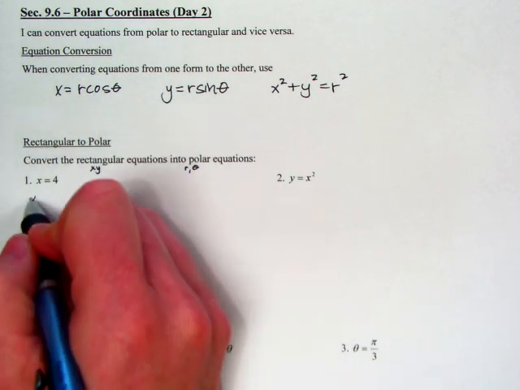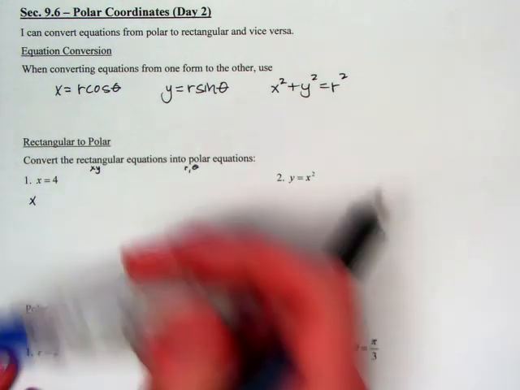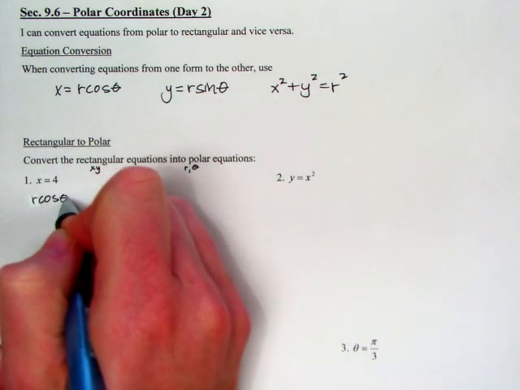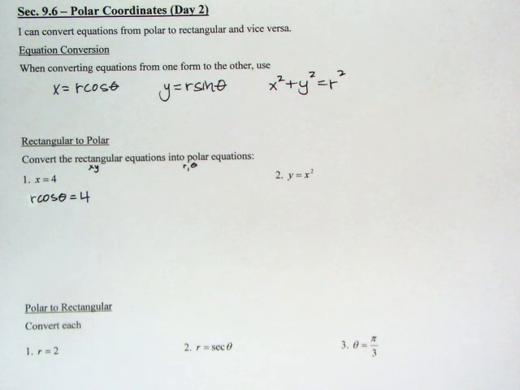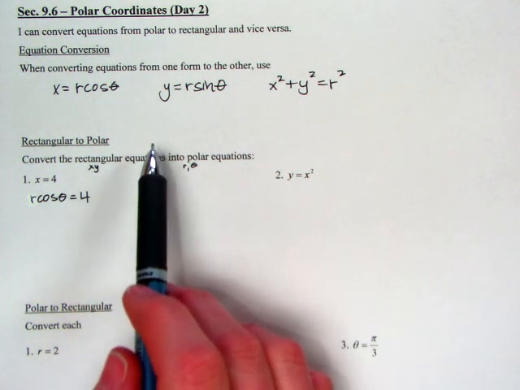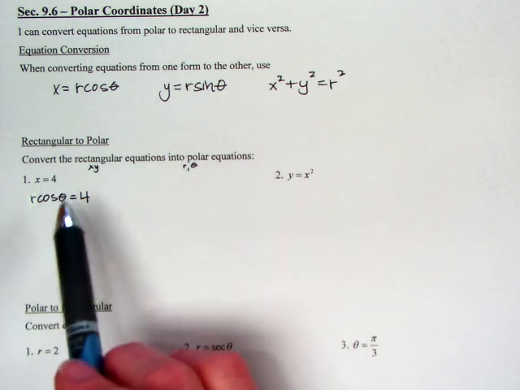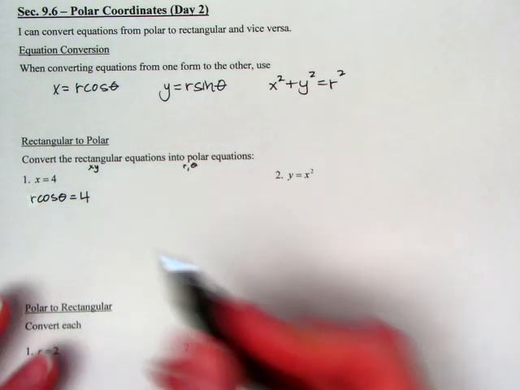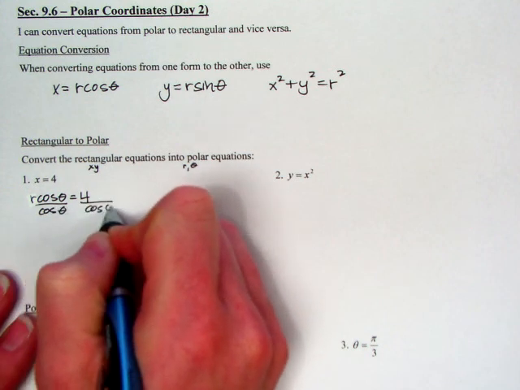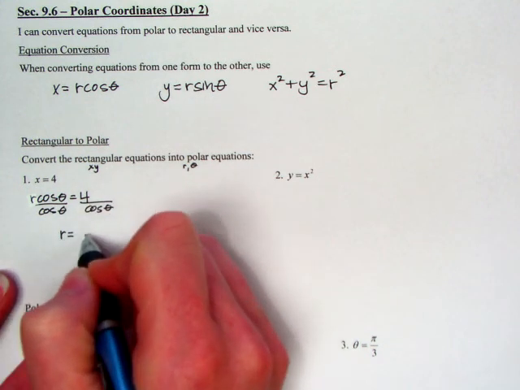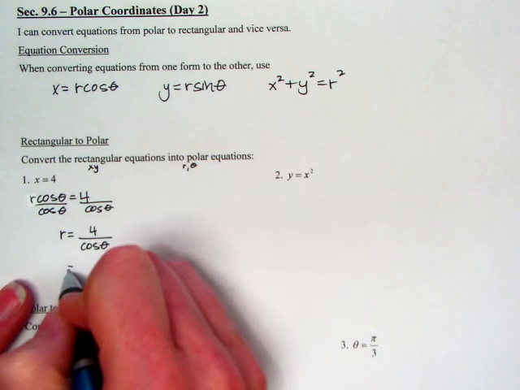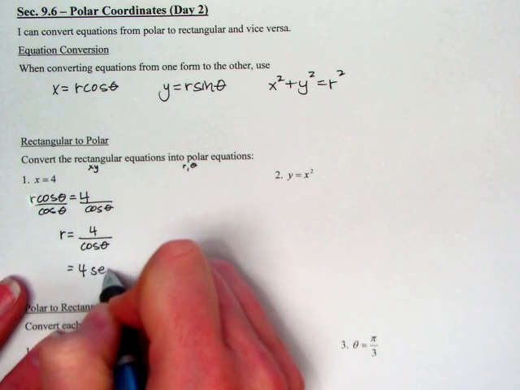So x is r cosine theta. Awesome. Usually, just like when we are writing rectangular coordinates, we like it to be y equals something. When we're writing polar equations, we like it to be r equals something. So we're going to get rid of this cosine. We're going to divide it. And anytime cosine is in the denominator, it turns into secant. So you could write 4 over cosine theta. That's okay. But the big leagues, we want to write 4 secant theta.